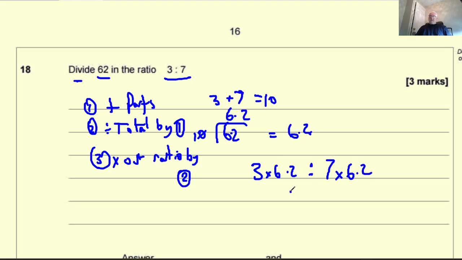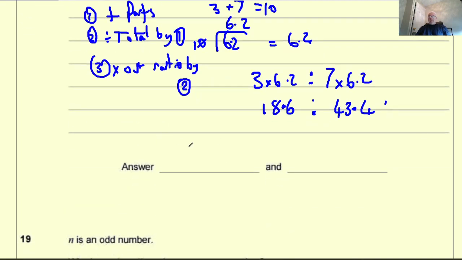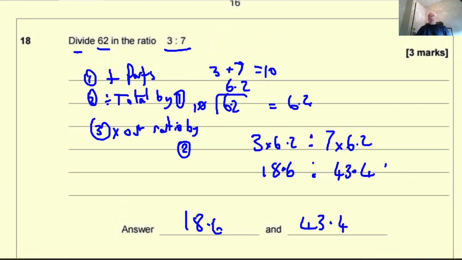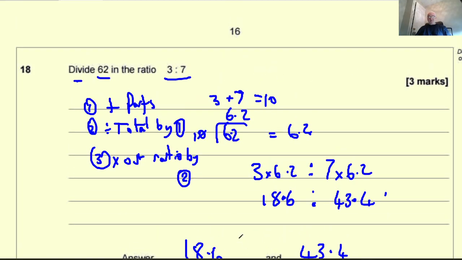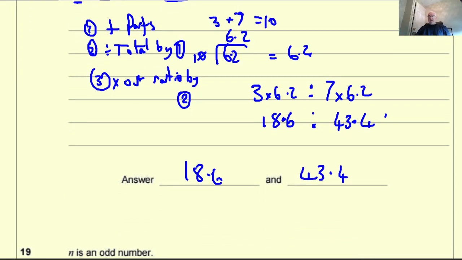3 times 2 is 6, 3 times 6 is 18, 1 decimal place. 7 times 2 is 14, 7 times 6 is 42, add the 1 is 43, 1 decimal place. 18.6, 43.4. Just going to check the question. Is it a money question? Is it pounds? If that was pounds, I would need to make sure I put a second decimal place. It's not pounds, so I can leave it like that. Don't then try and simplify that back to the ratio, because you would get straight back to 3 to 7.